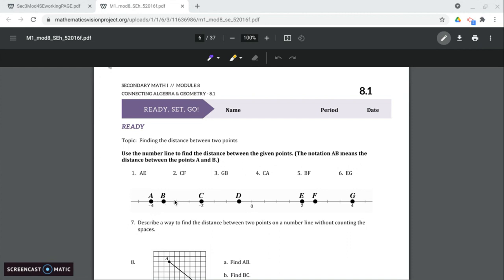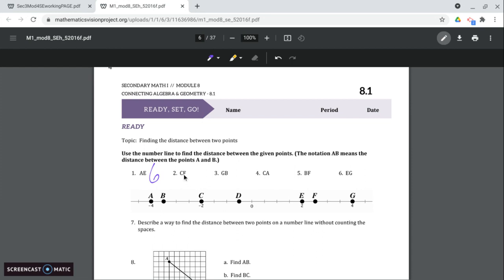Let's see. That's all wonky, trying to count that way. So we're going from -4 to +2. From -4 to 0 is 4, and then another 2, so that would be 6.